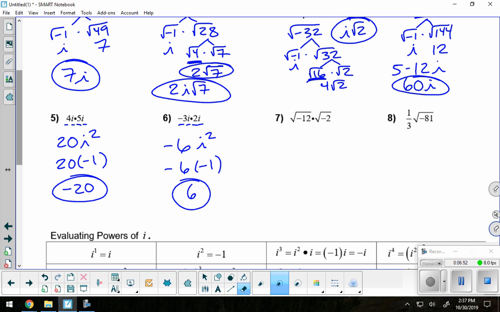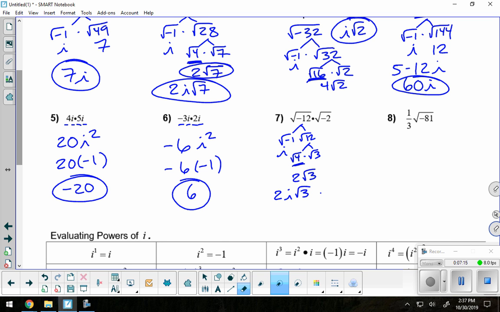Okay. Number 7, breaking down these radicals. Let's start with that. So square root of negative 12. I'm going to break this up into negative 1, positive 12. Breaking this down, I'm going to choose 4 and 3 because I know the square root of 4, that's just 2. So that'd be 2 square root 3. But again, square root of negative 1 is i. So this is actually 2i square root 3 once you simplify it.